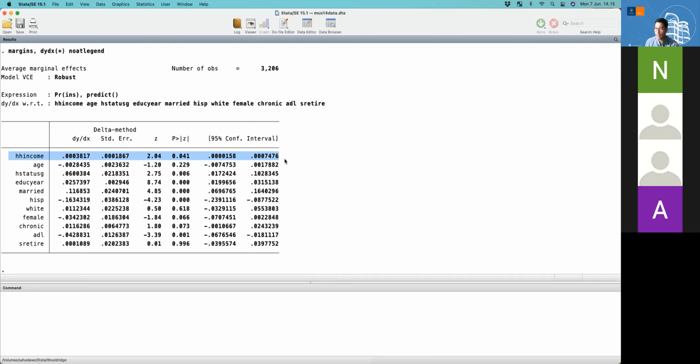Let's in particular interpret the marginal effect of household income. An additional unit of income, $1 in this particular case, or you can make it an increase in income by $100, that's also fine. But every additional dollar of income is associated with a higher probability of being insured privately by about 0.03 percentage points.